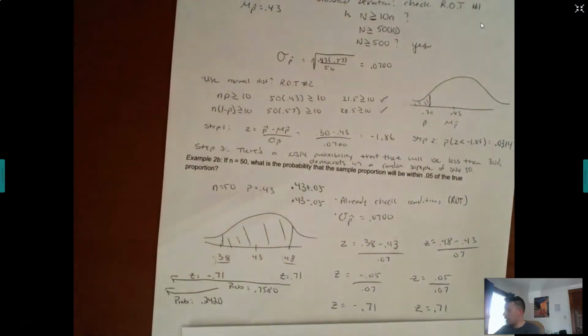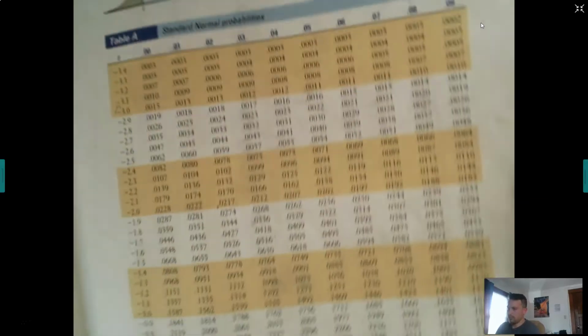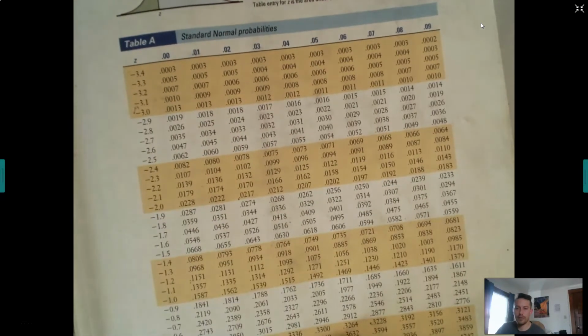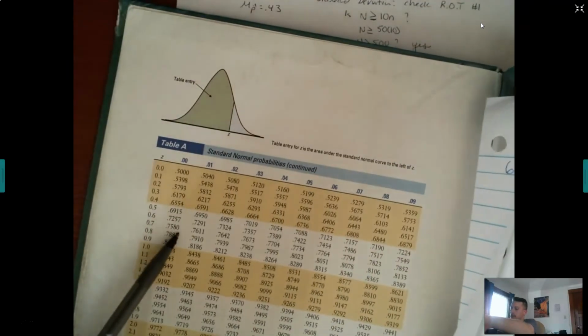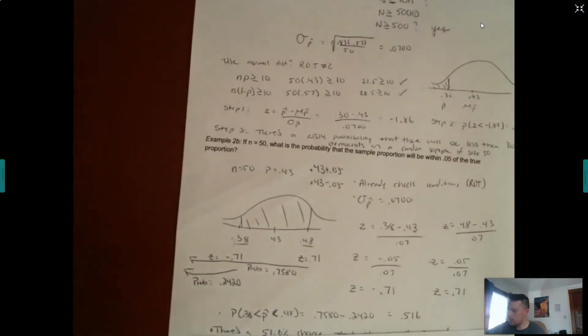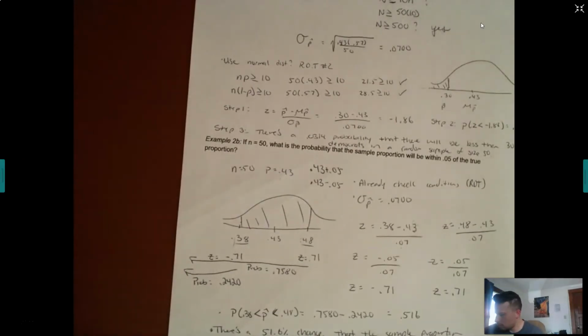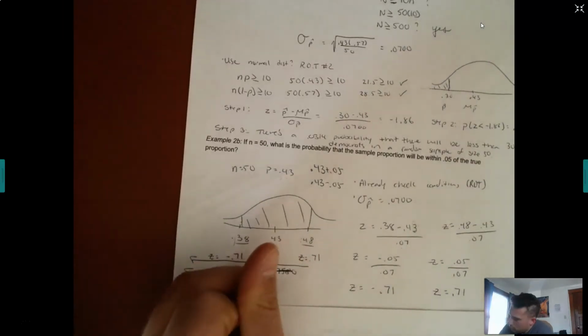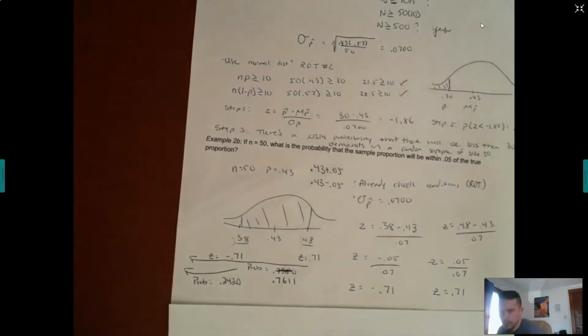We're going to look in table A for negative 0.71. That's actually right here, 0.2389. And then we're going to look at positive 0.71. It's right here, 0.7611. Did I do that right? 0.7611. I did this wrong. 0.7611 and 0.2389.